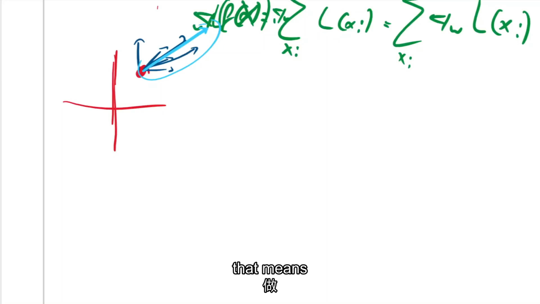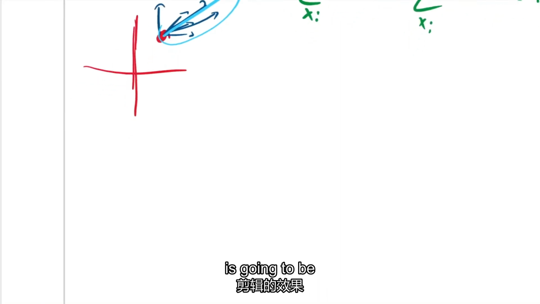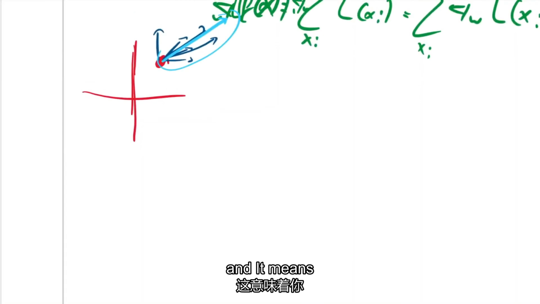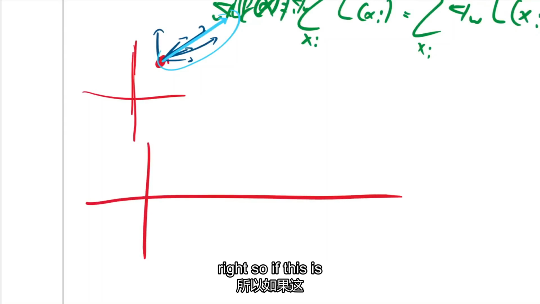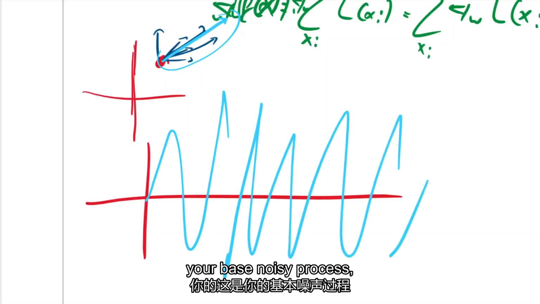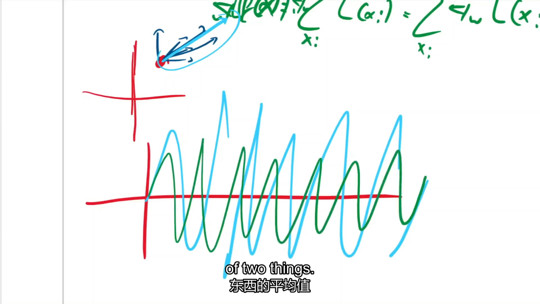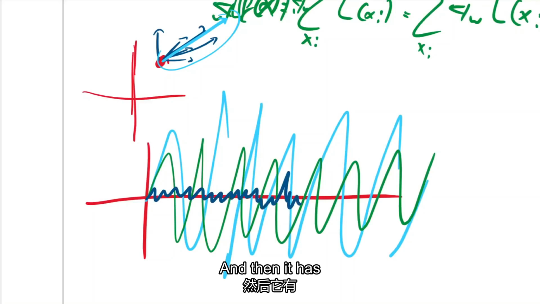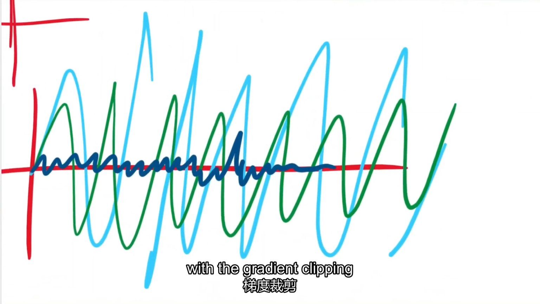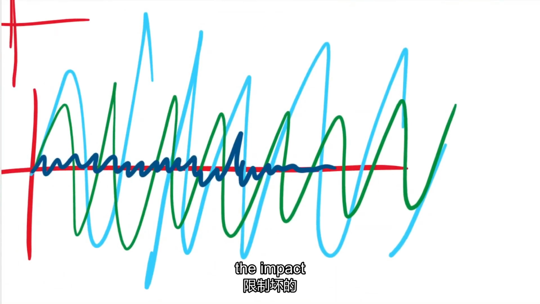If you do that, that means now the effect of the clipping is going to be dependent on the batch size, and it means that you implicitly interconnect your training data, because if you have a noisy process, right? So if this is your base noisy process, and you always sample two things from the noisy process, you're going to get something that has less noise because it's the average of two things. Now, if you average over 1,000 samples, you're going to get something that has very little noise, right? Every now and then it has a bit of noise.